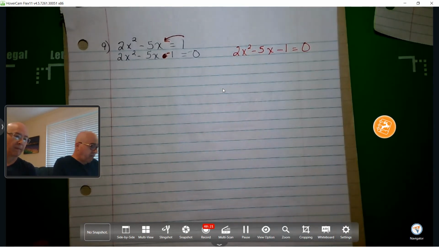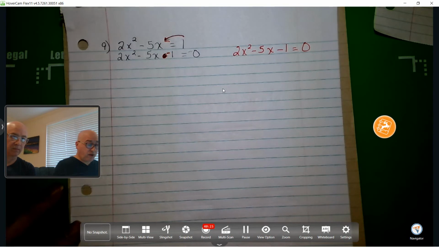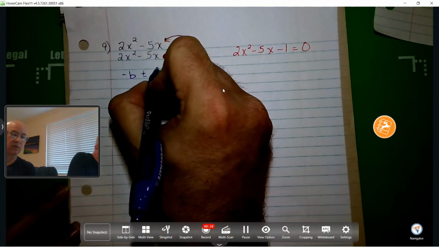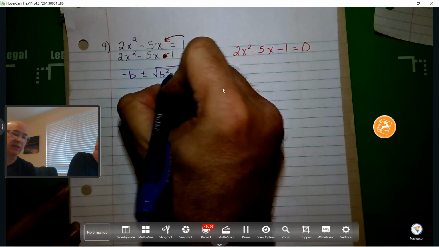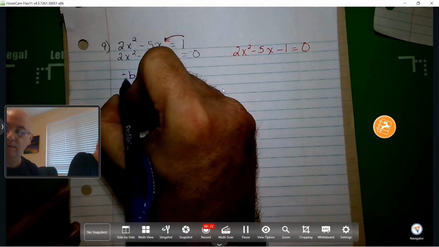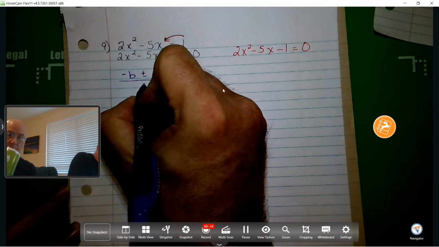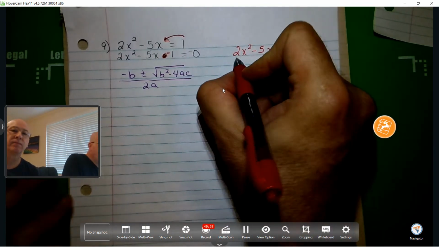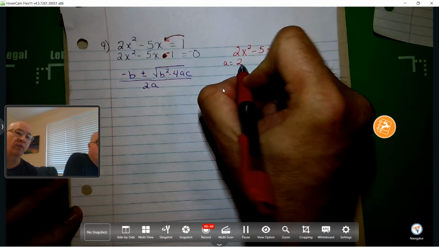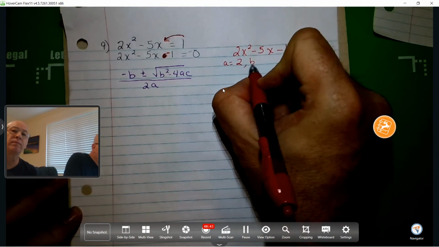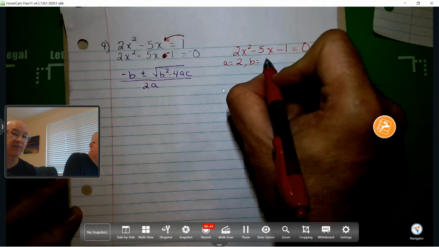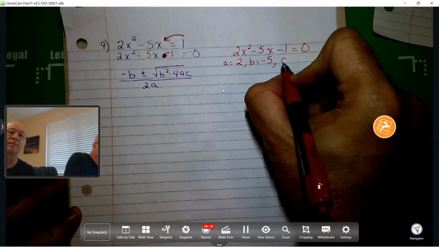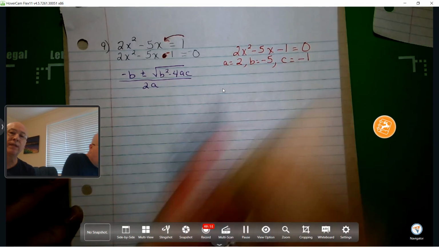Now, let's write down the quadratic formula and plug in. We'll want to identify A, B, and C also. A is 2, the number in front of x squared. B is negative 5, the number in front of x. Be sure to include that negative. And C is negative 1.